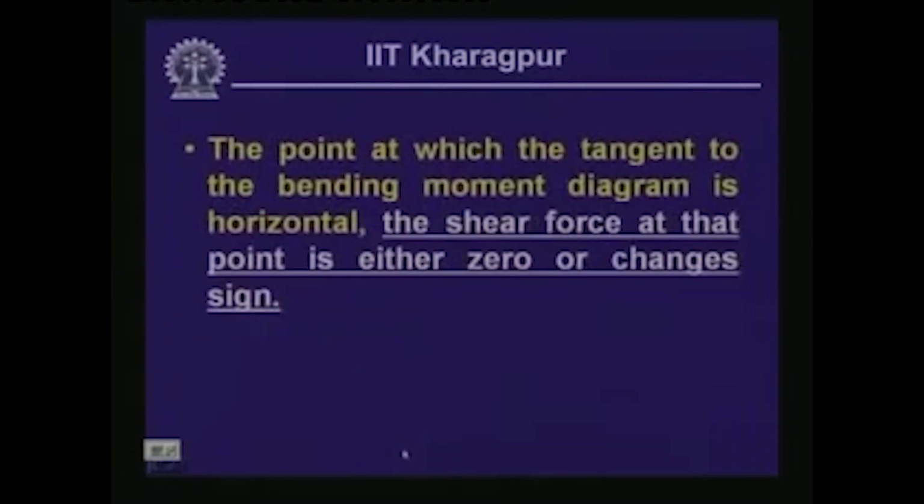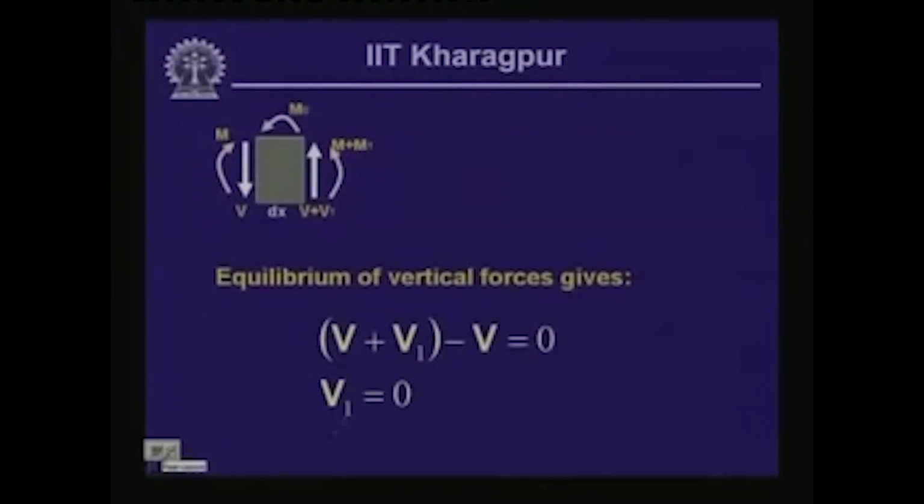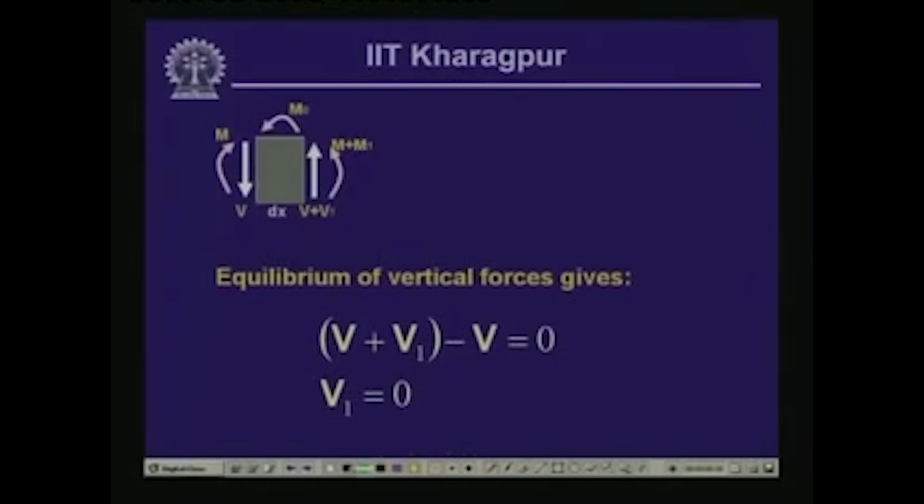To answer that question, let us look into this particular diagram once again: a segment of the beam of length dx is subjected to a concentrated moment M0, and these are the values of the shear force and bending moment on either side of the section. Now, if we take the equilibrium of the vertical forces, we have this expression: V plus V1, which is acting upward, minus V, which is acting downward, equals 0. So, thereby this gives us V1 equals 0.